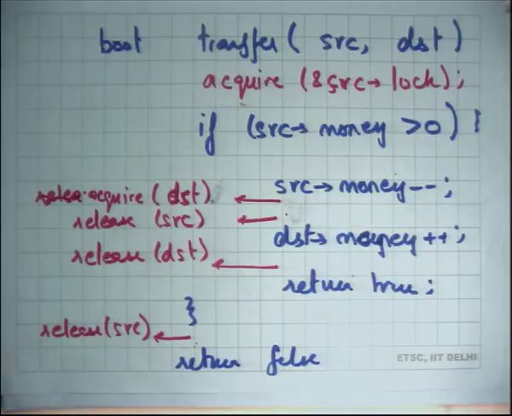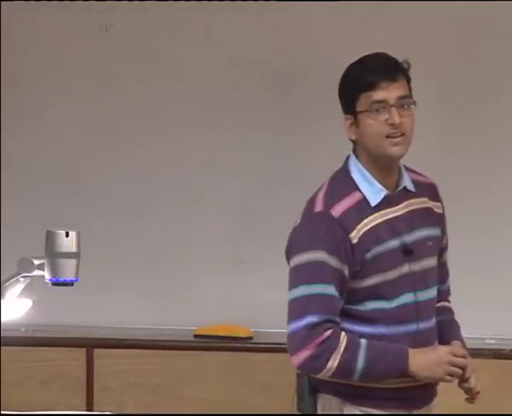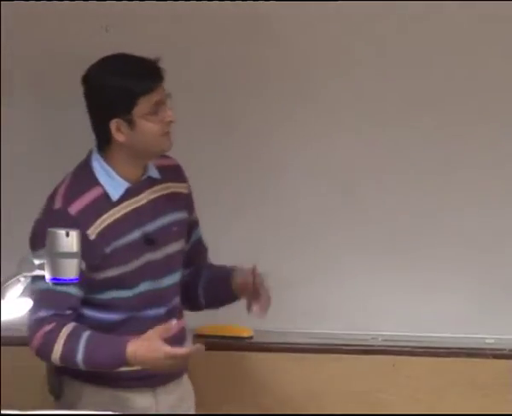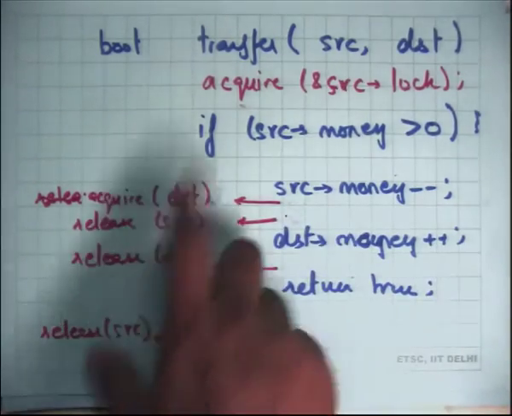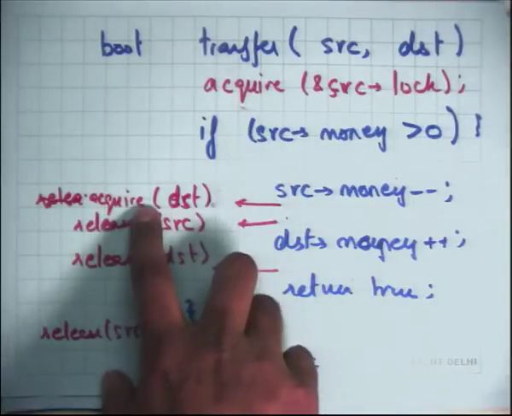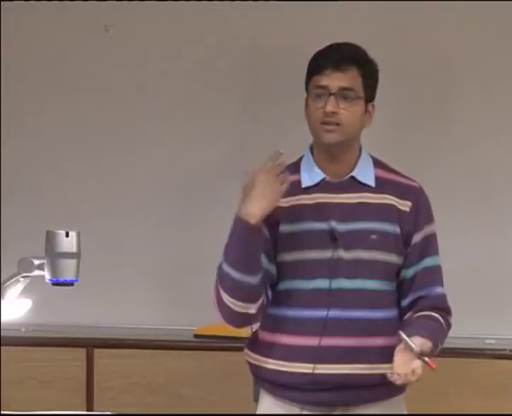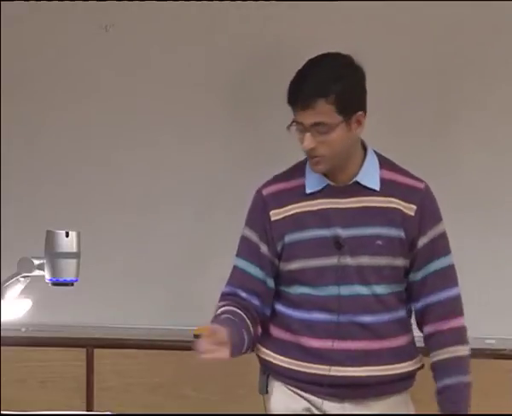Let's see what can happen. Sir, in this case, if source and destination are same, then we might not be able to acquire the second. Okay, so if the source and destination are same, then you can see a problem. You acquire the same lock and you try to acquire the same lock, and what happens? The thread deadlocks. It will never be able to acquire the same lock twice. That's the abstraction of the lock. If the same thread calls acquire twice, it just deadlocks and will never be able to proceed.